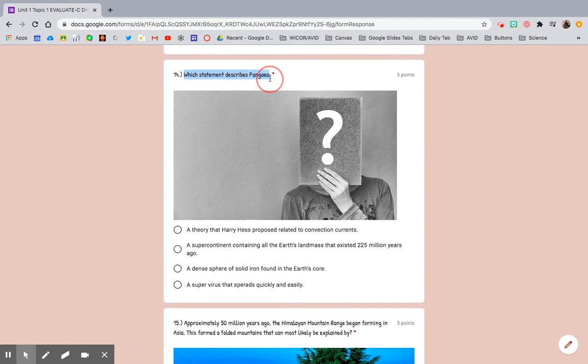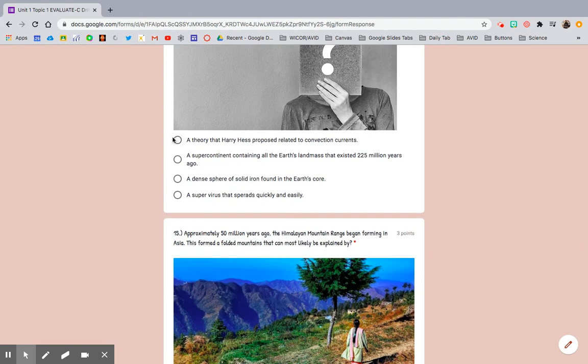Okay, 14, which statement describes what Pangea was? What's Pangea? Is it a theory that Harry Hess proposed relating to convection currents? Is it a supercontinent containing all of Earth's land masses that existed 225 million years ago? Is it a dense sphere of solid iron found in the Earth's core? Or is it a super virus that spreads quickly and easily? And y'all, I'm noticing that's a typo there. My apologies.